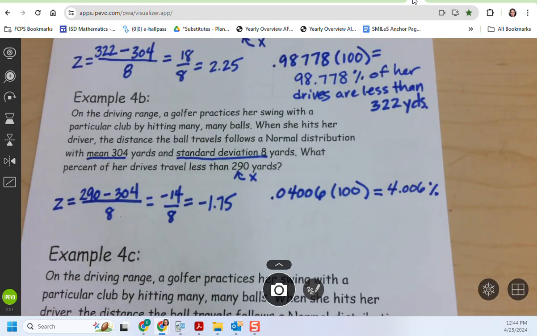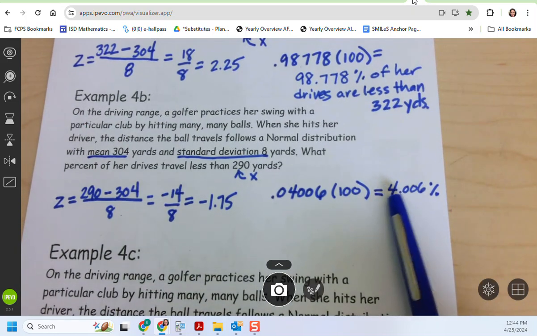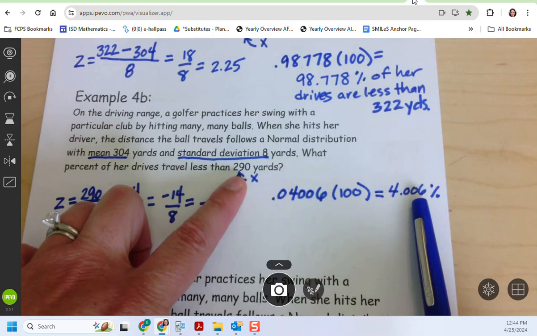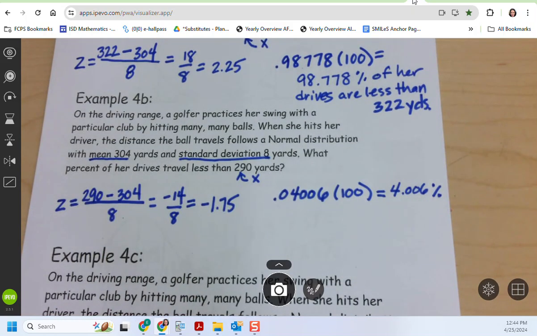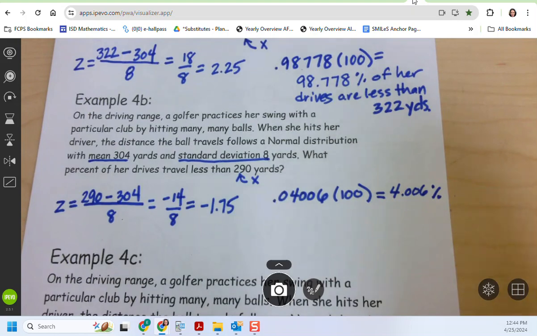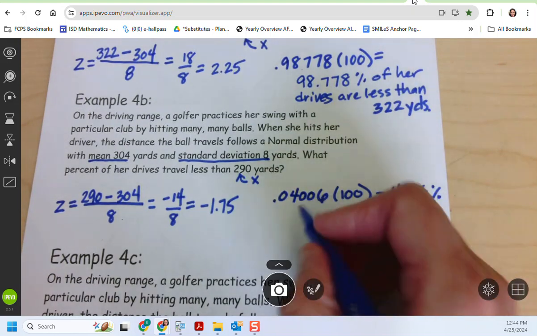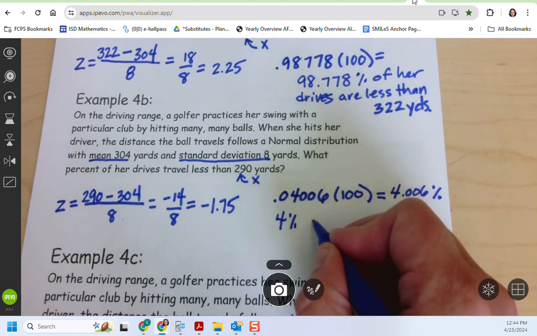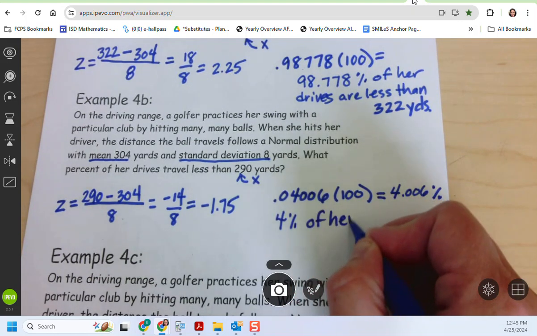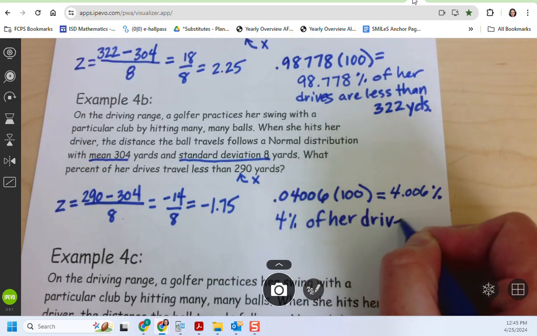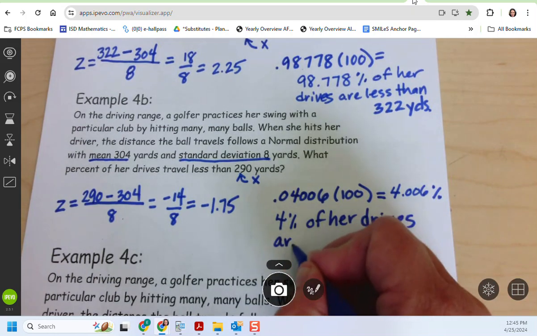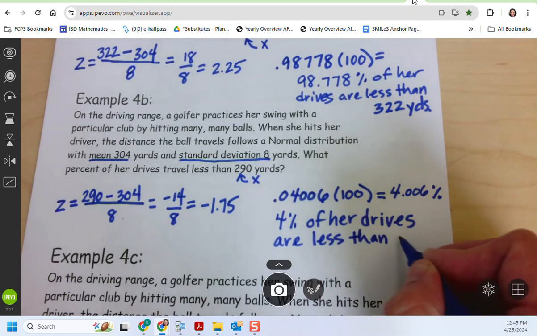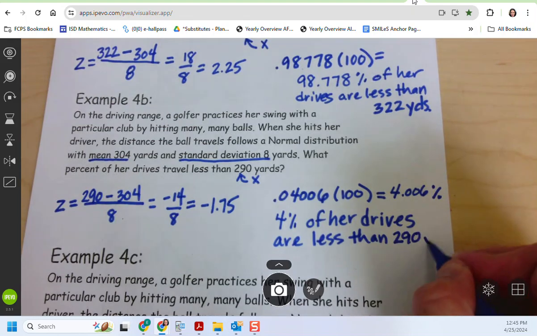All right, so to answer the question in full, only 4.006% of her drives travel less than 290 yards. So not very many of her drives are less than 290 yards. And I'm actually going to round that to 4% because it's going to help me answer my next question. So 4% of her drives are less than 290 yards.